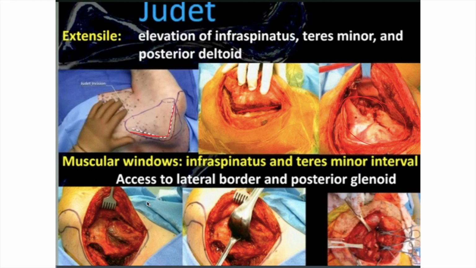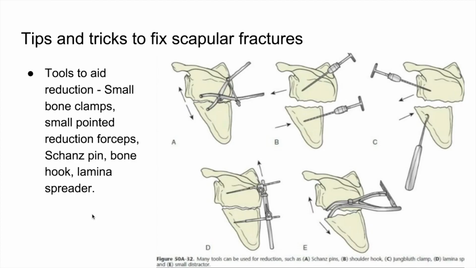The other approach is the minimally invasive lateral border approach, where you access various parts of the scapula in the internervous plane between the infraspinatus and teres minor. Infraspinatus is supplied by the suprascapular nerve, and teres minor is supplied by a branch of the axillary nerve. So what are some tips and tricks to fix the scapular fracture?